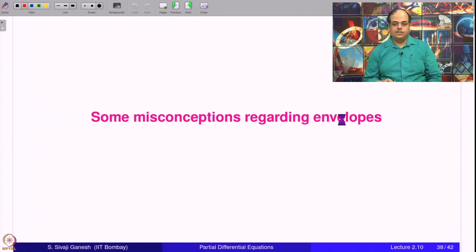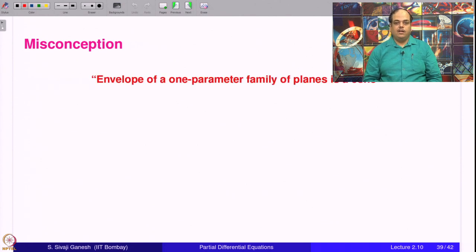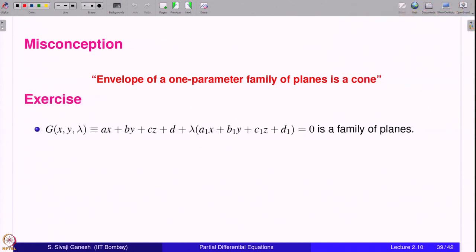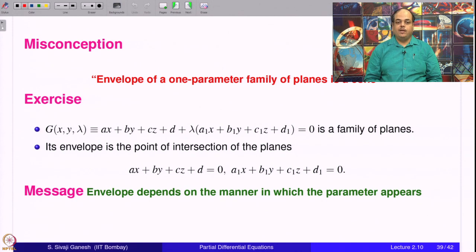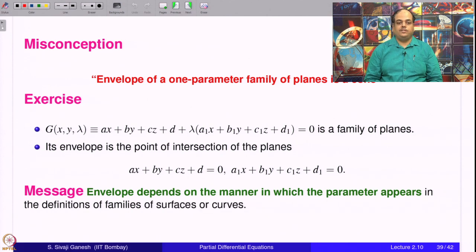Now, a few misconceptions that are prevalent. The claim that the envelope of a one parameter family of planes is a cone is not correct. Look at this example. This is an exercise. G of x, y, lambda equal to Ax plus By plus Cz plus D plus lambda times (A1x plus B1y plus C1z plus D1) equal to 0. It is a family of planes. So, find the envelope. It turns out to be the intersection of these two planes. So, the message: the envelope depends on the manner in which the parameter appears in the definitions of the families of surfaces or curves. So, we cannot have blanket statements like: one parameter family of planes, envelope will be a cone. No, such things are not true.